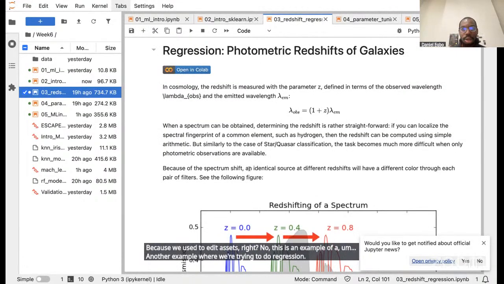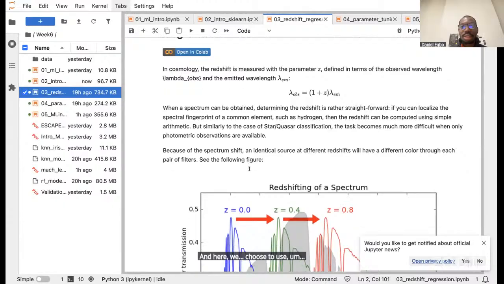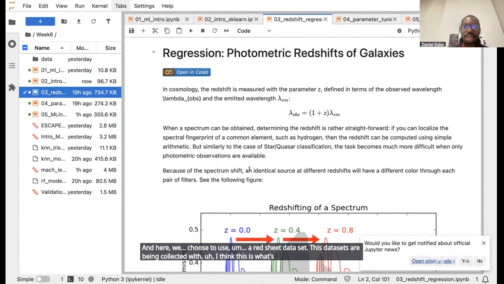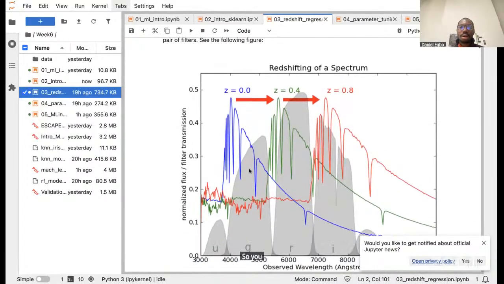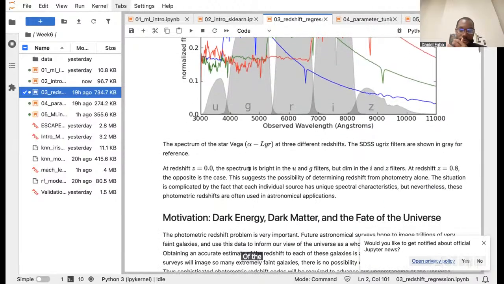And here we choose to use a redshift data set. This data set was collected with, I think, SDSS. So you're looking at the colors of galaxies and trying to see if we can use them to predict the redshift of the extragalactic object.